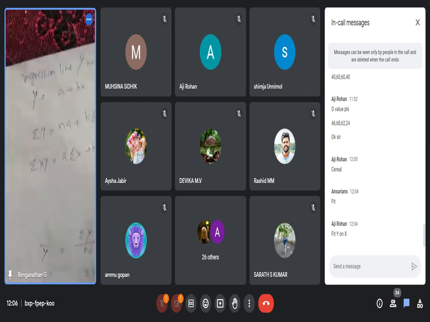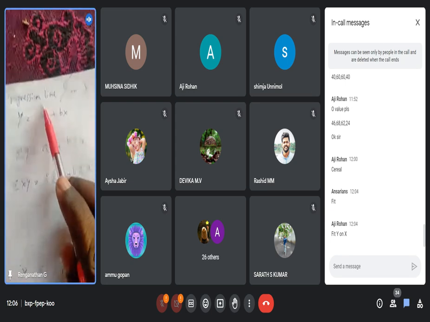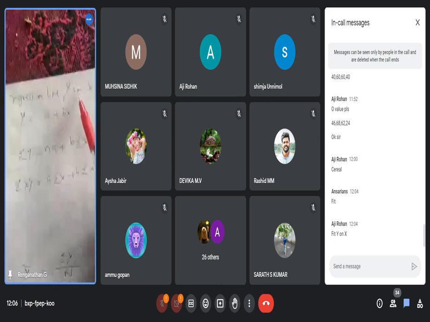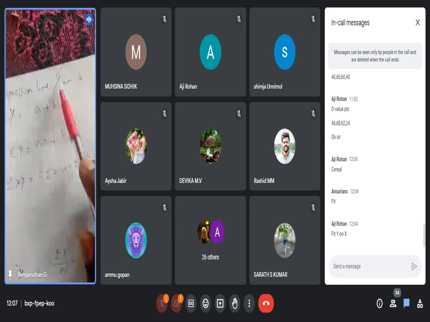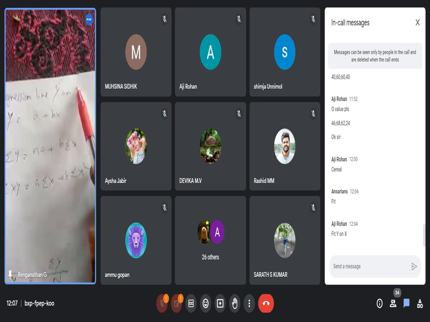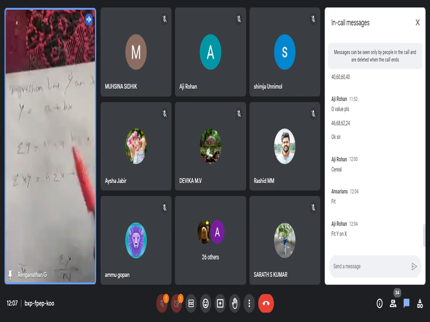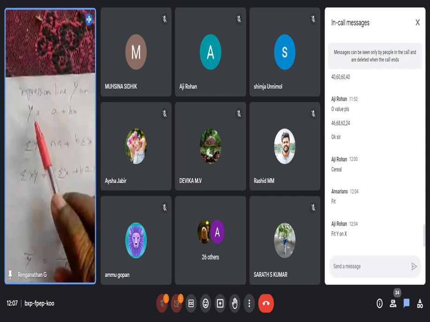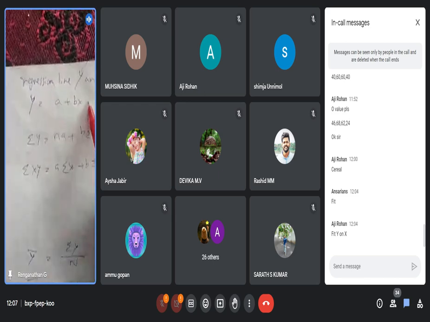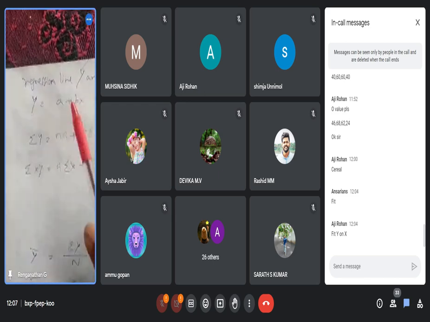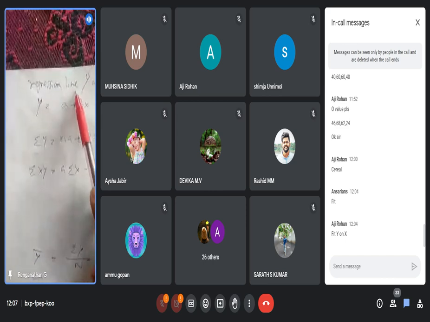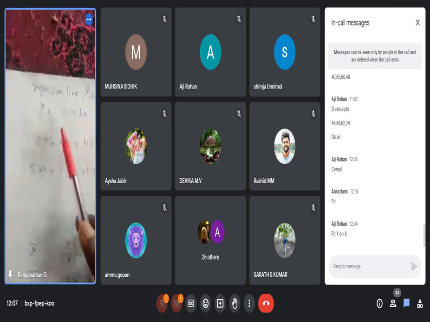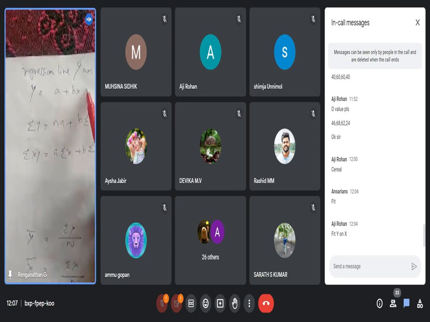Look at the screen. Regression equation of y on x. We usually say regression line of y on x. That's the heading. And it consists of a core formula and two supporting formulas. The core formula is y is equal to a plus bx. So everybody write down these formulas.